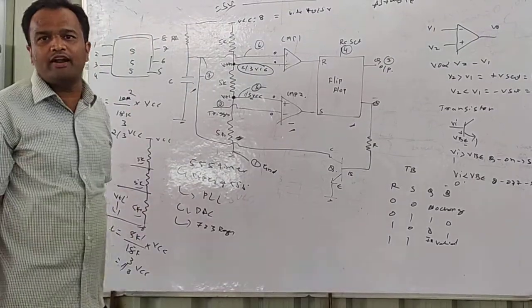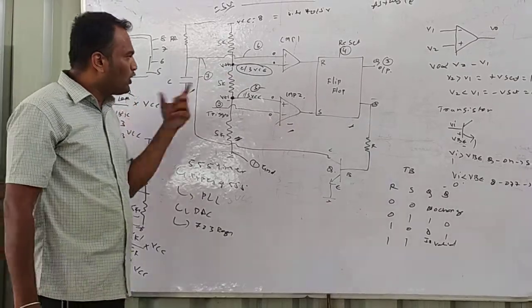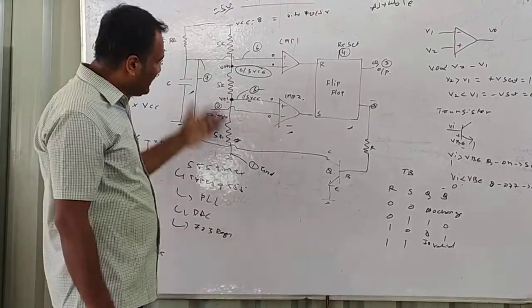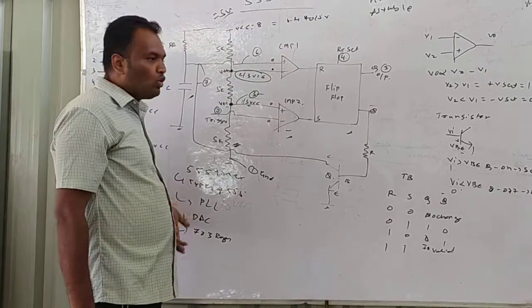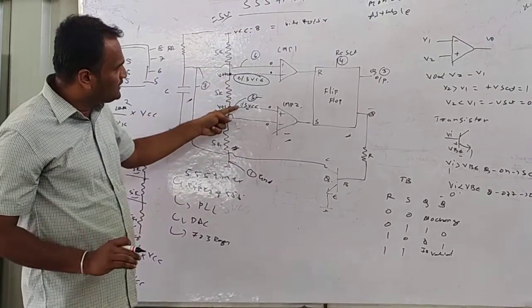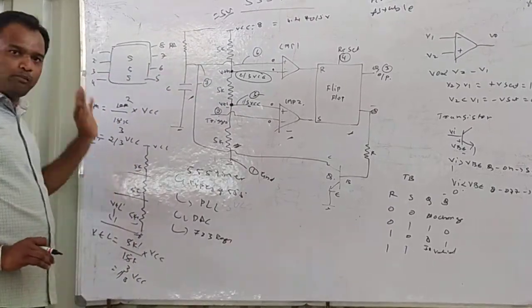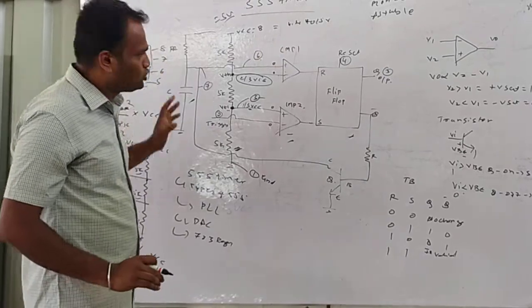From the voltage divider network, we are going to get the voltage across this point, that is VTH, and we are going to get the control voltage, which is internally generated by the voltage divider network. So that is 1 by 3 VCC. We got 2 by 3 VCC and 1 by 3 VCC from the voltage divider network. Very simple. Apply the voltage divider rule, you will get those two voltages.